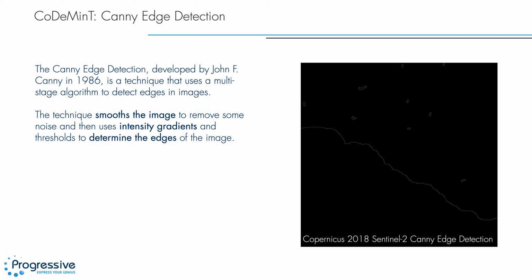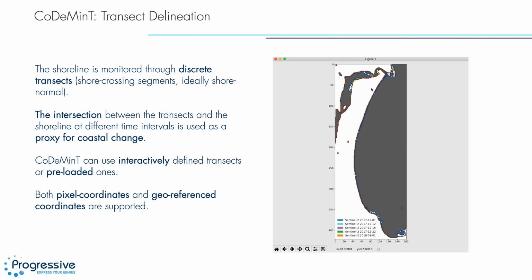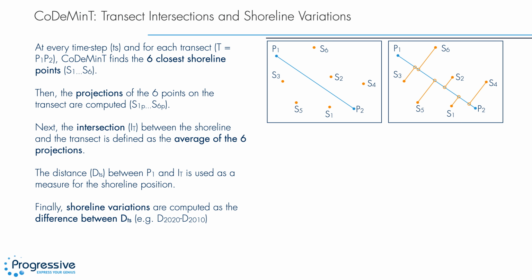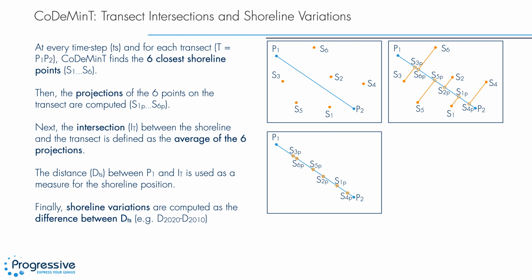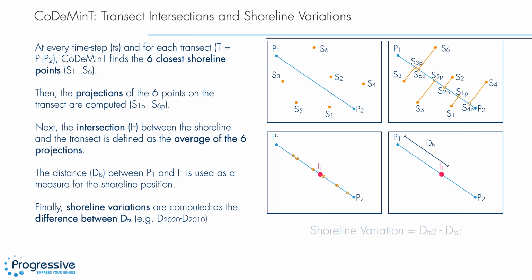Then, to monitor coastal changes, we determine the evolution of the intersection between the shoreline and some user-defined transects. And to improve the accuracy even more, we actually employ an averaging method with 6 points to determine these intersections. And after that, we generate the corresponding time series of changes.